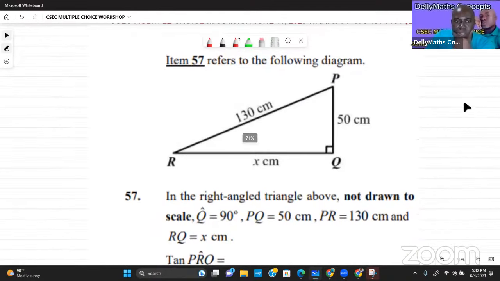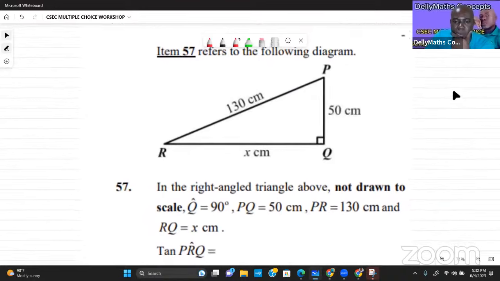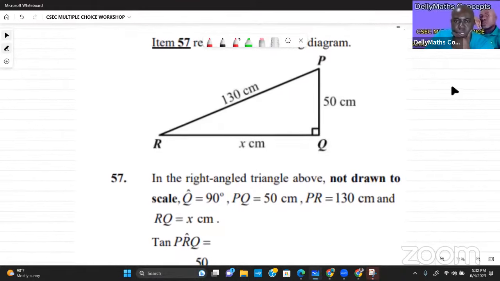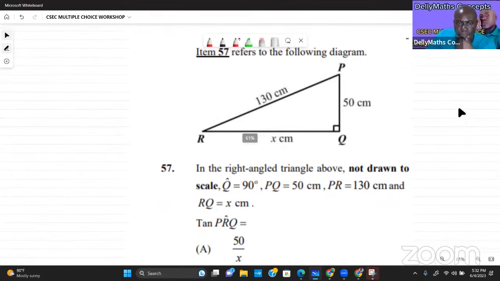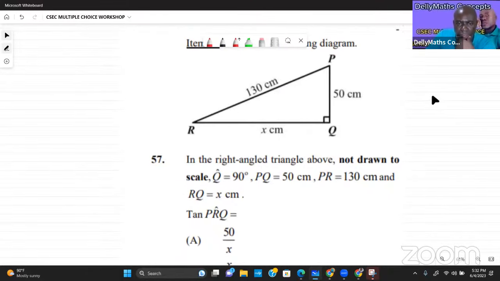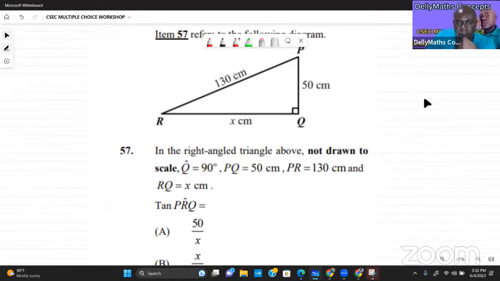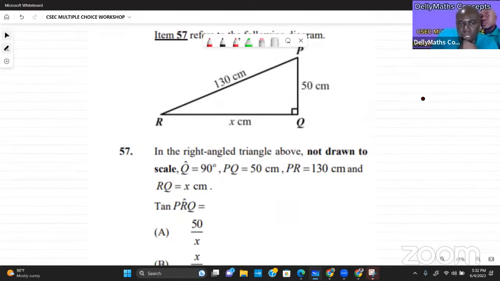All right. Now, in the right angle triangle above, not drawn to scale, the angle Q is 90, PQ is 50, PR is 130. They want us to find X. All right, they wanted to find X right here. So PR is X. The question says they don't want us to find X. They're saying tan PRQ. So tan of this angle. That's what they want, right?